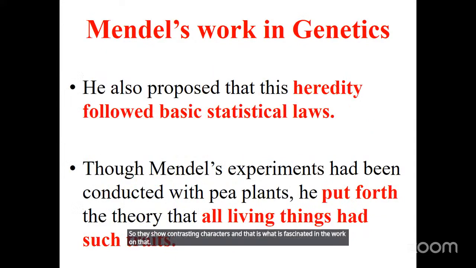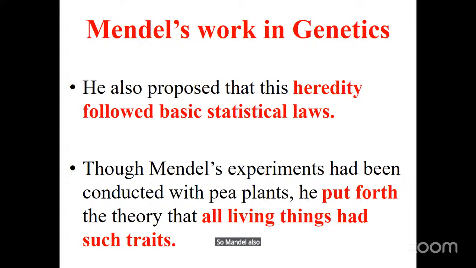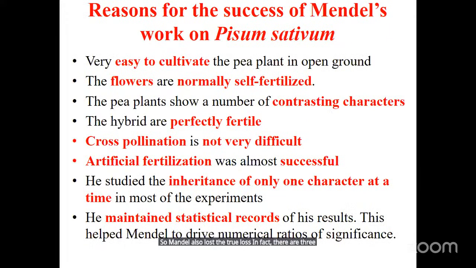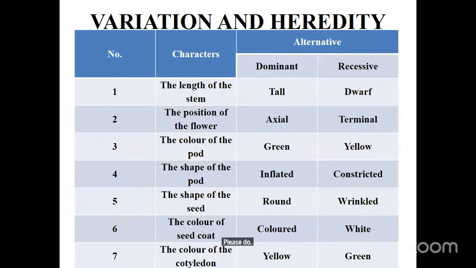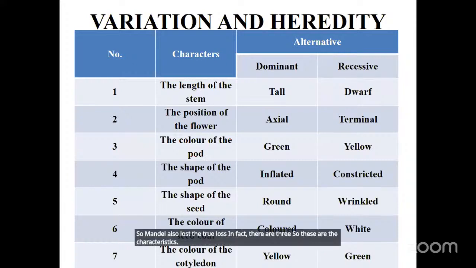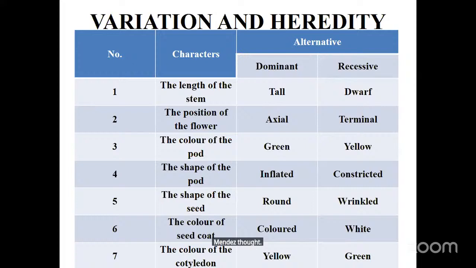So Mendel also proposed laws, the two laws. In fact, there are three. So these are the characteristics Mendel studied on garden pea. He studied the length of the stem, that is the height.